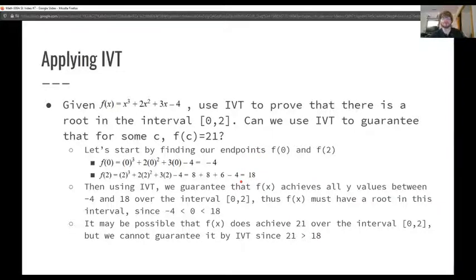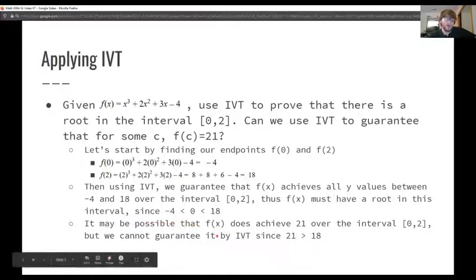So using IVT, we guarantee that f(x) is going to achieve all y values between -4 and 18 over the closed interval [0, 2]. Thus, f(x) must have a root in this interval, since -4 is less than 0 is less than 18. So we know 0 is one of these y values in this boundary we've created. So we know our function f(x) has to hit it at least once.